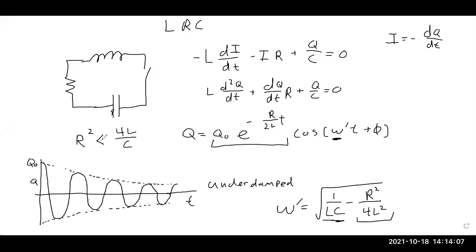So this is going to be positive so long as our resistance is less than the square root of 4L divided by the capacitance. And that is the underdamped case. If they are equal, that is critically damped.